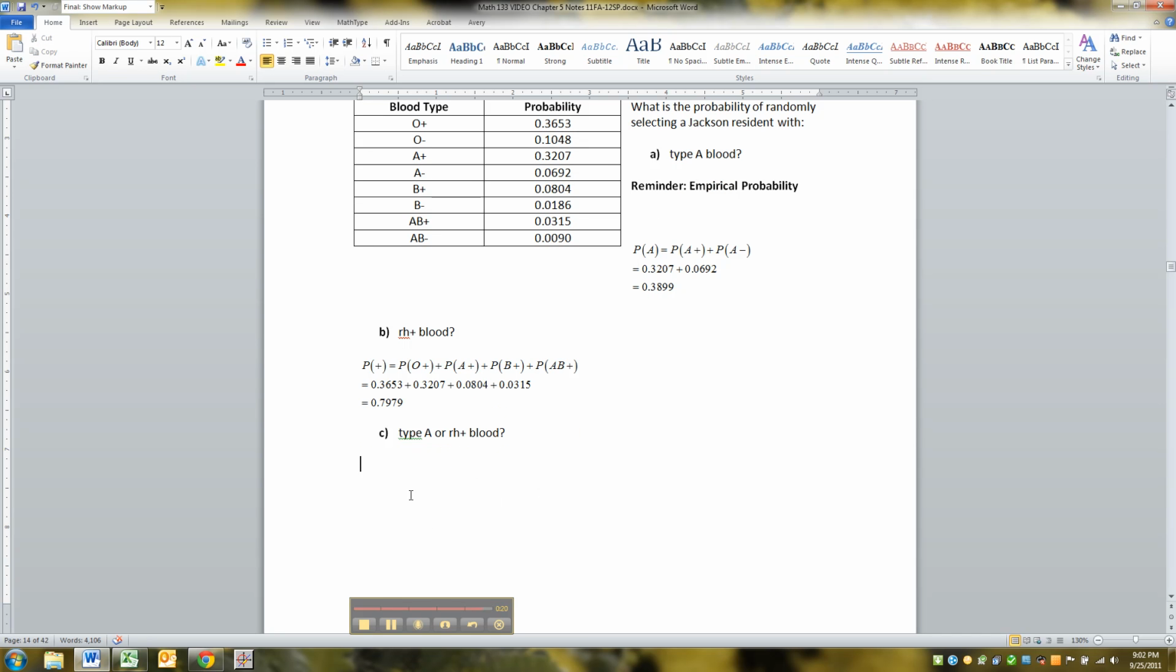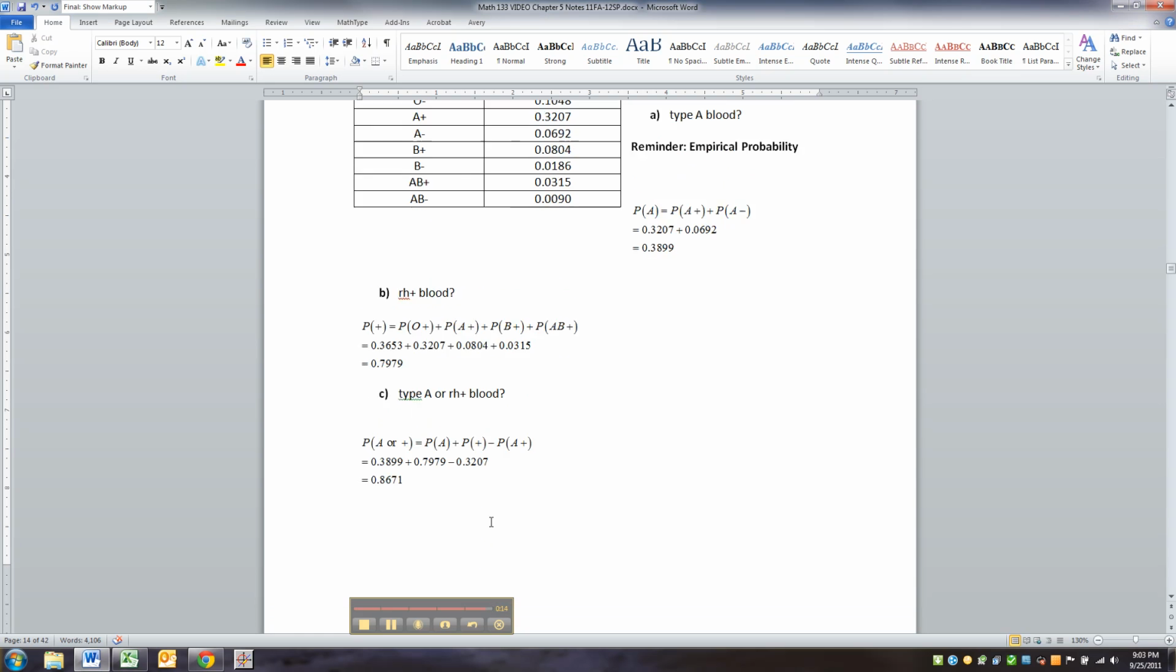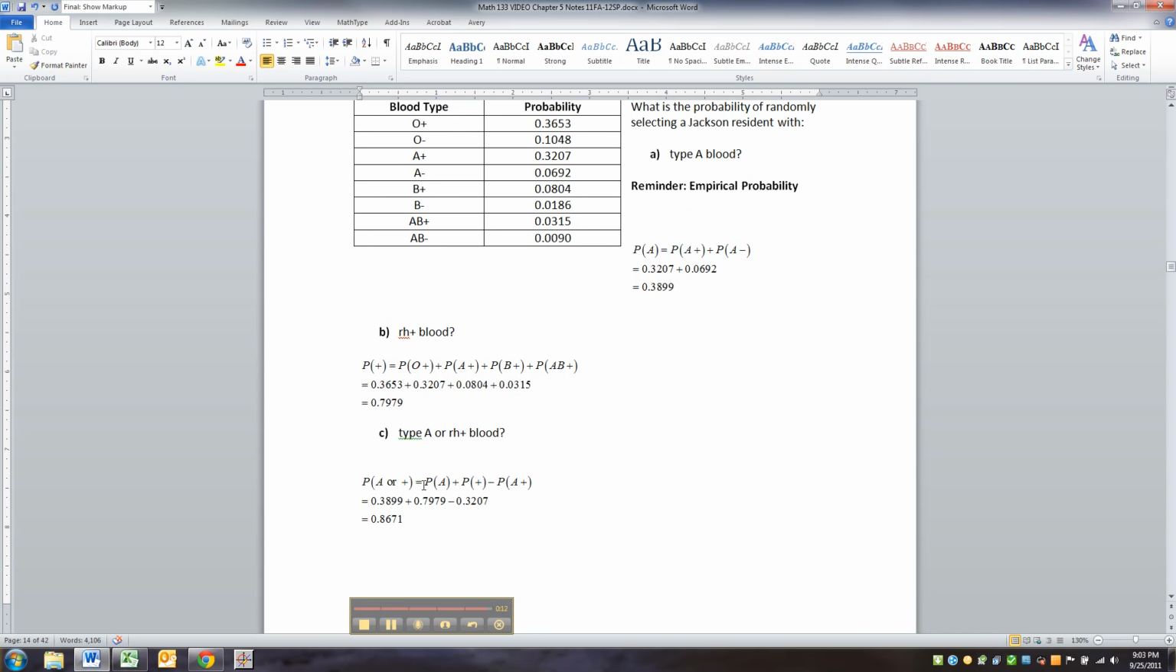All right, what about A or Rh positive blood? I'm going to pause it so I can type it in real quick. There it is. It's the probability of A, plus the probability of positive, which we found above, minus the probability of A positive. This was not a disjoint event, so you have to subtract away the overlap, which is A positive. All right, I'll pick up right here next time.